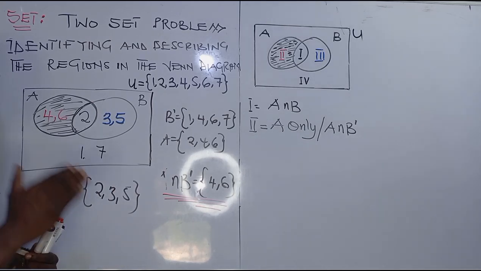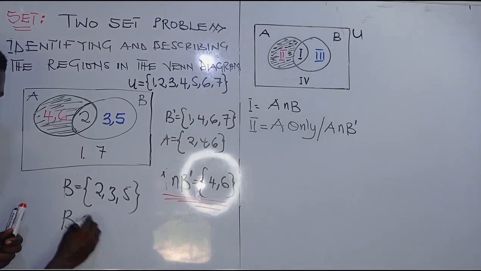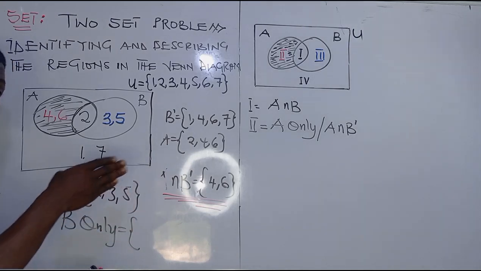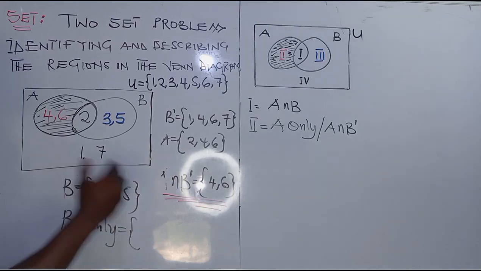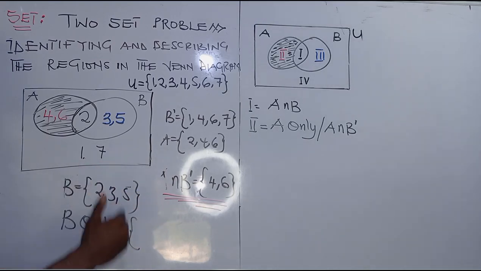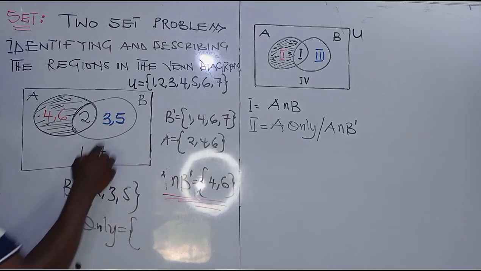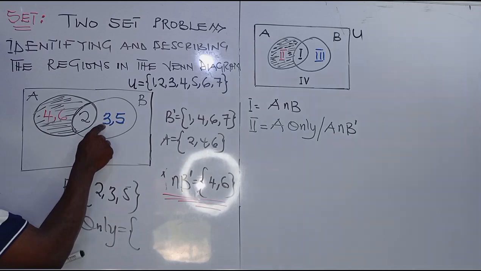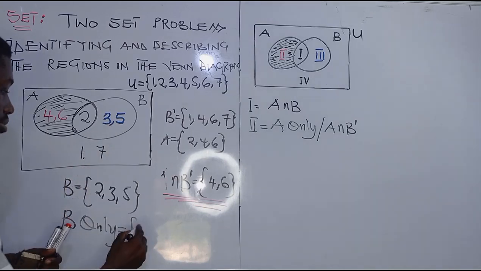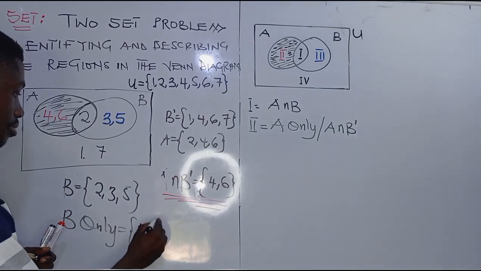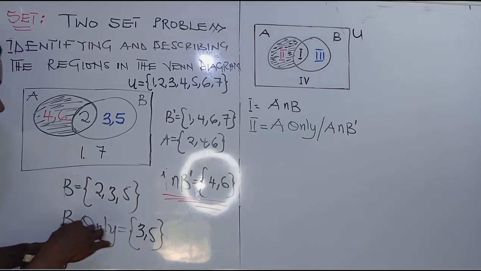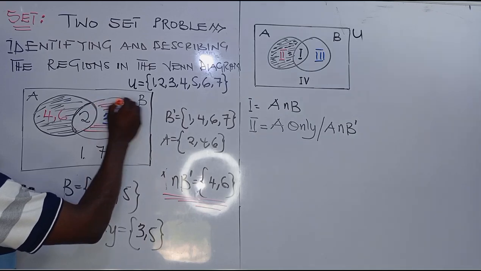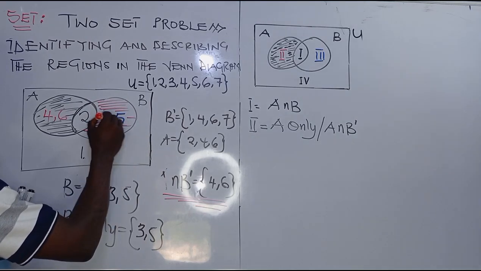Now, what about B only? Meaning we don't want any element from A to be part of B, and those elements become B only. So from this very diagram, the elements for B only, we are going to get 3 and then 5. So this region is for B only.